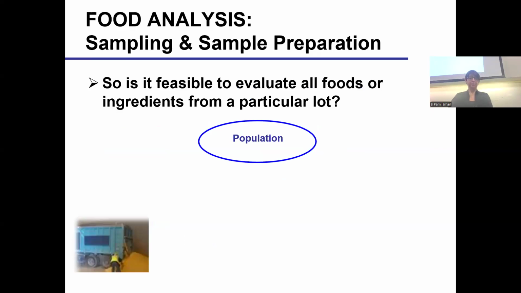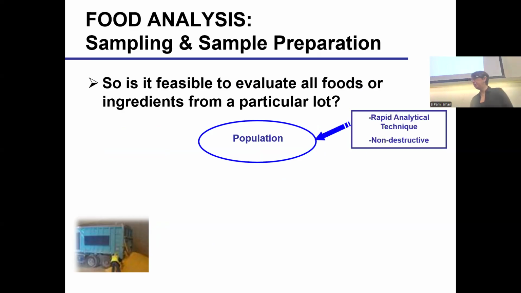Okay. So is it feasible to evaluate all food or ingredient from a particular lot? We said no, unless it's a rapid analysis. Let's say you are doing metal detection or NIR, IR, samples going through and there's no destruction, and you can get qualitative data, color data, stuff like that.